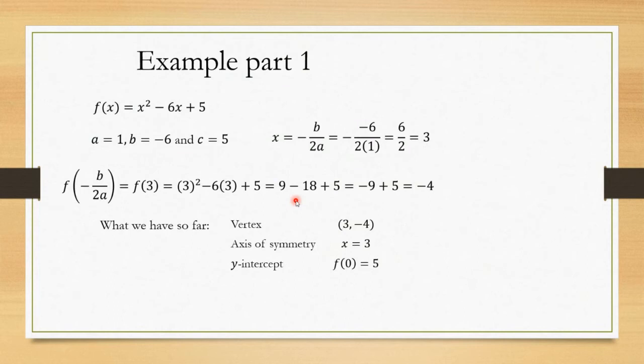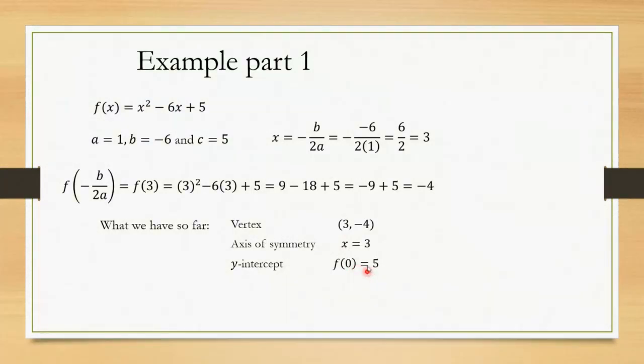And of course, this is equal to 9 minus 18 plus 5, which is this. So we get negative 4. So this is what we get here. We have the axis of symmetry. And again, the y-intercept, I didn't show the calculation here, but you can still see it, I hope. I mean, if you replace x by 0, these terms are gone, and you're just left with 5.